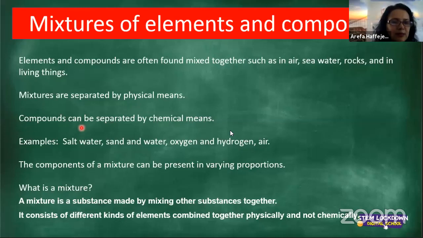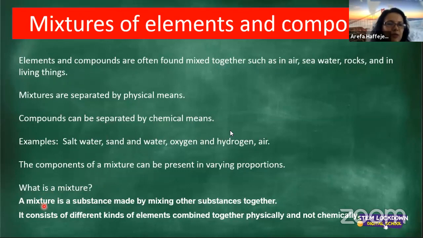Then we have compounds, which can be separated by chemical means. Chemical means is when we apply, for example, heating or electrolysis, so we separate these compounds. Now, the components of a mixture can be present in varying proportions. That means the components of this mixture vary in their proportions, so it is not fixed.